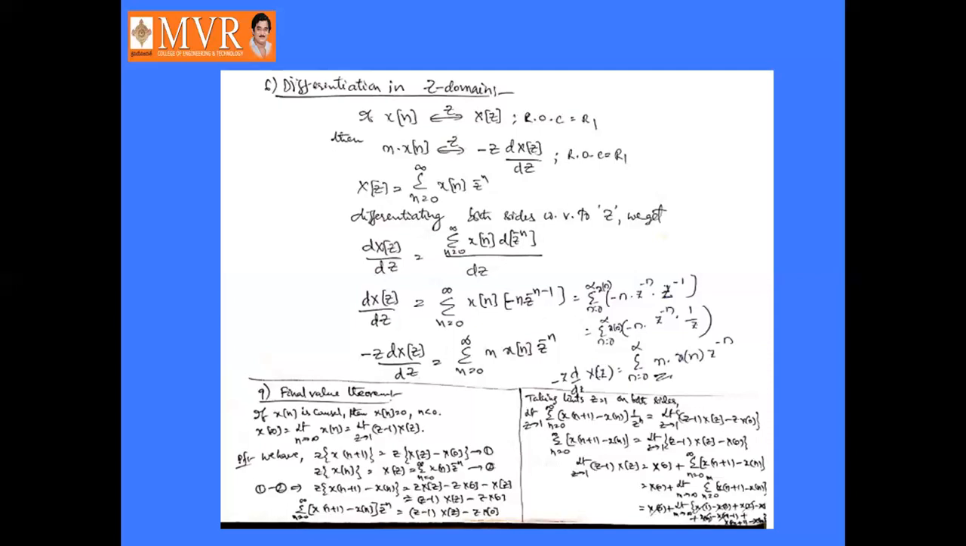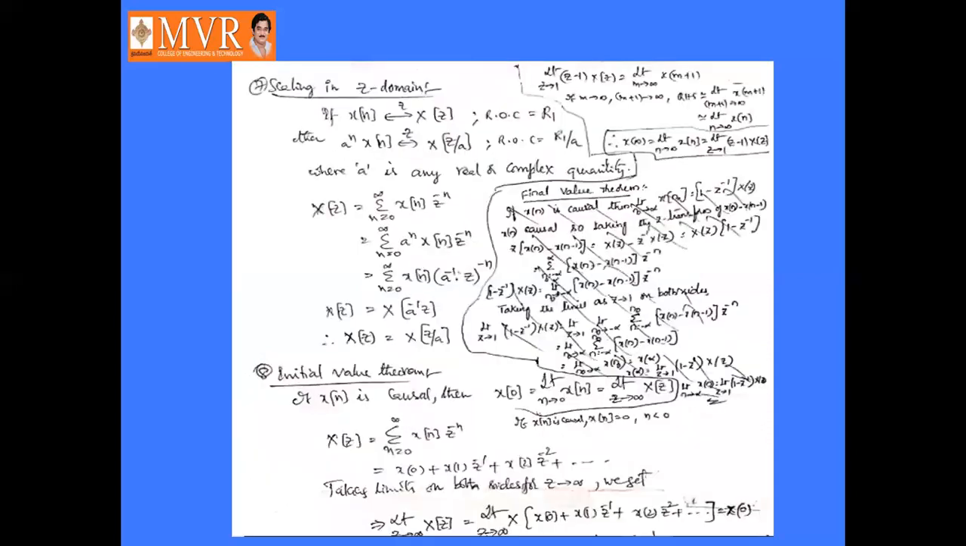Next one is scaling in Z domain. So if the Z transform of x of n is x of z, then the Z transform of a power n into x of n is nothing but x of z by a. Okay, a is any real or complex quantity. So the Z transform of x of n is sigma n equal 0 to infinity x of n into z power minus n. So it is sigma n equal 0 to infinity a power n into x of n into z power minus n. So a power minus 1 into z whole power minus n. Okay, so that is x of a power minus 1 into z, that is x of z by a.